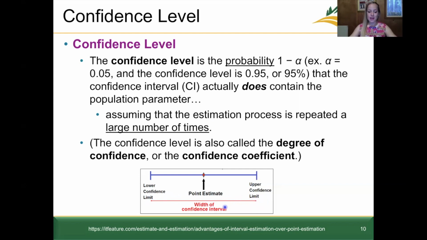This whole span here is our confidence interval, and then we have limits on the lower half of the confidence interval and then on the upper half of the confidence interval. We'll practice determining and calculating these within 7.1. Now here for confidence levels, we can take 1 minus alpha to find our confidence level of 95%, for example.